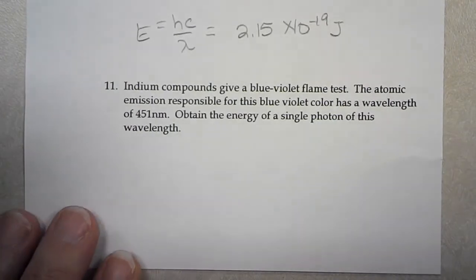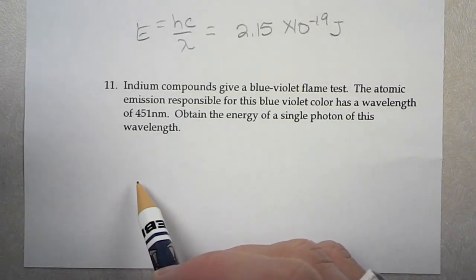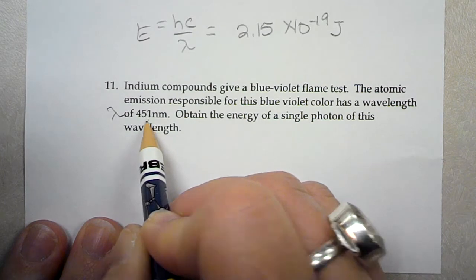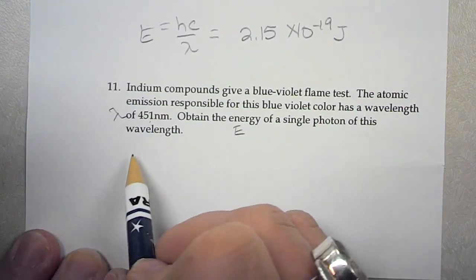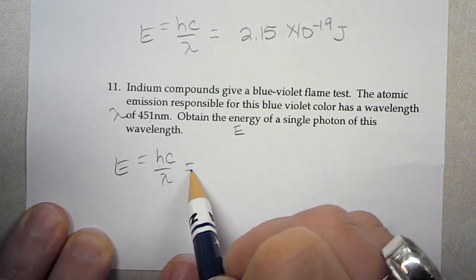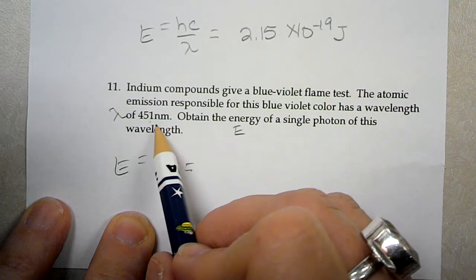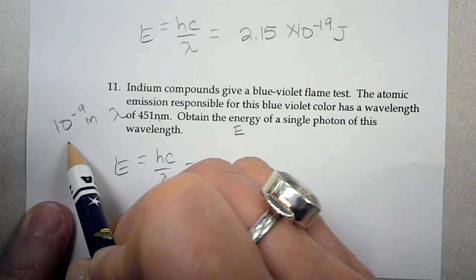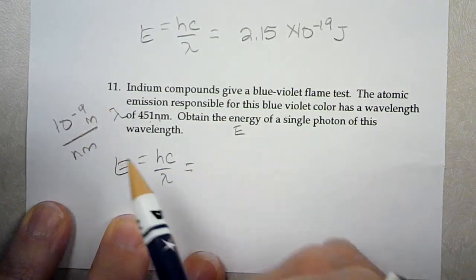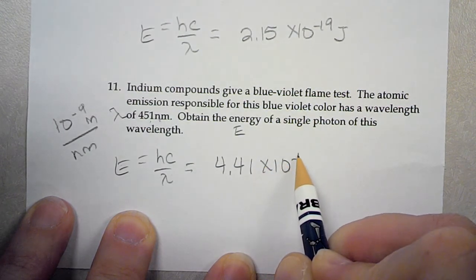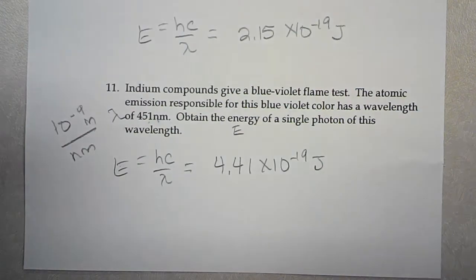The very last one, and then we're done, is the blue-violet flame test. This has a wavelength of 451 nanometers. Obtain the energy. So here we go. We're using the same formula as above. And when you type it into your calculator, don't forget that this is nanometers, okay? So there's 10 to the negative 9th meters in a nanometer, okay? So be sure to put that conversion in there. And the energy you'll get is 4.41 times 10 to the negative 19th joules. Now you can check your work. Good luck.